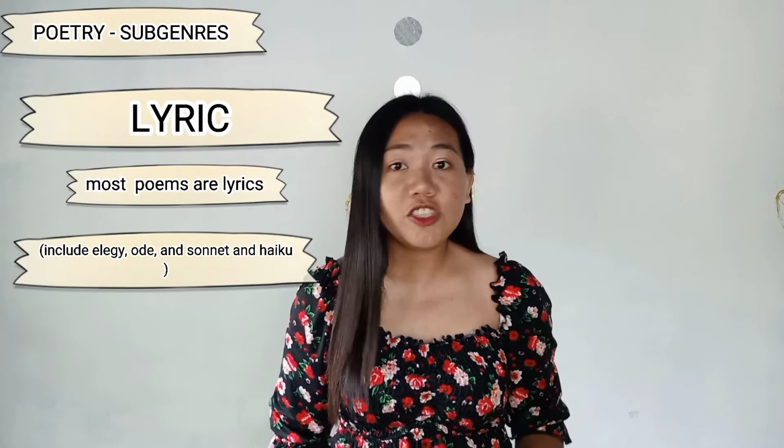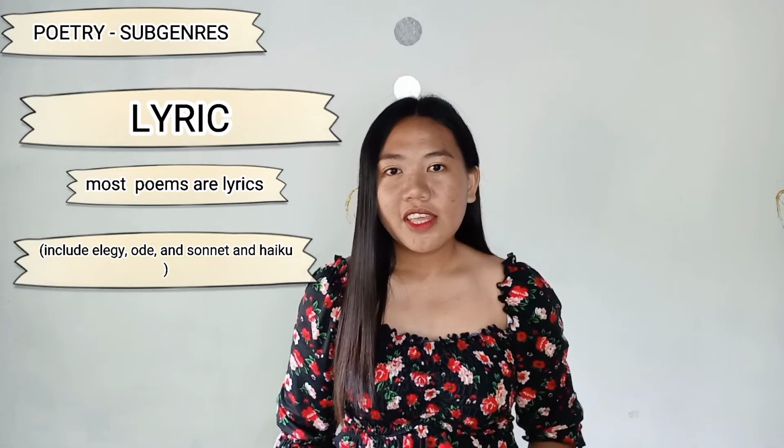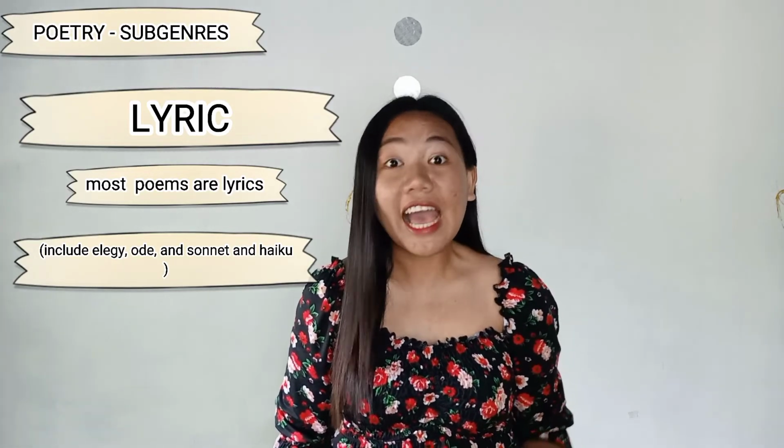Next are the subgenres of poetry. We have 3 subgenres of it. We have lyric, narrative, and dramatic. Lyric is all about a poem about the author's thought. Actually, most poems are lyrics. Example includes elegy, ode, and sonnet, and haiku.